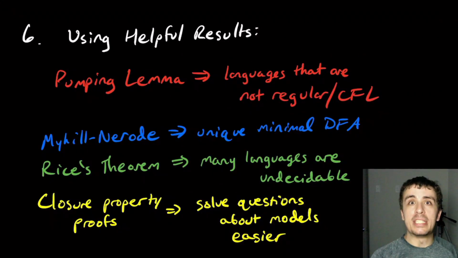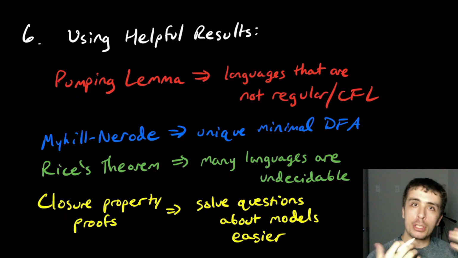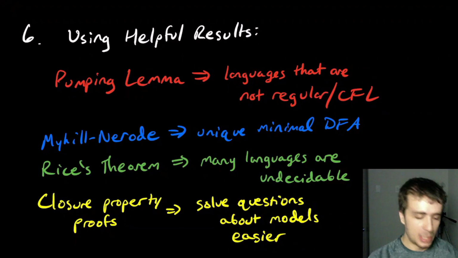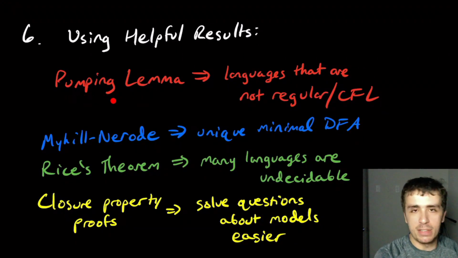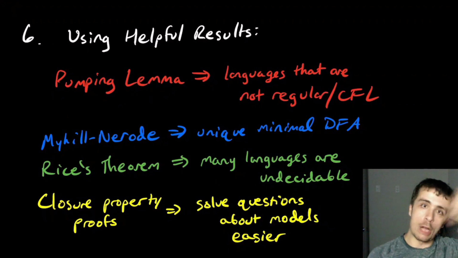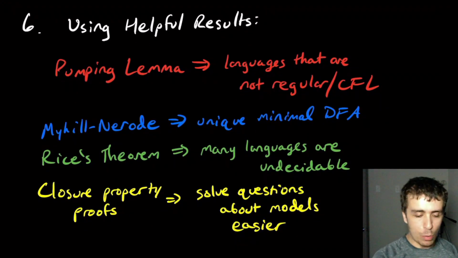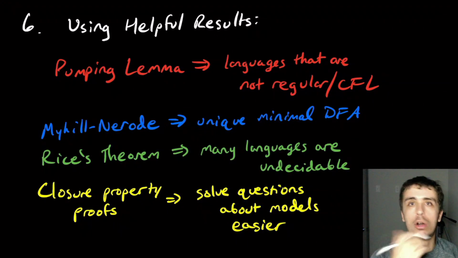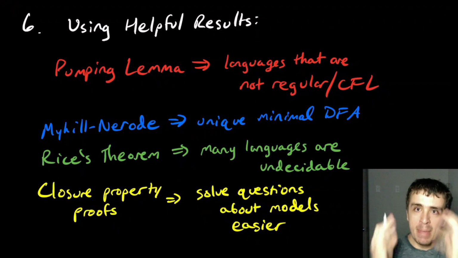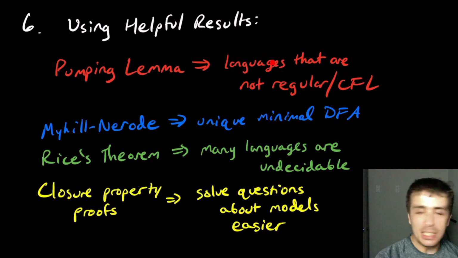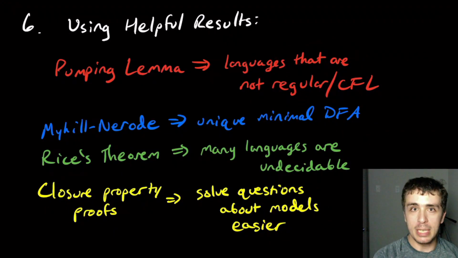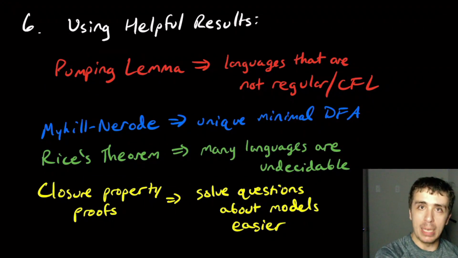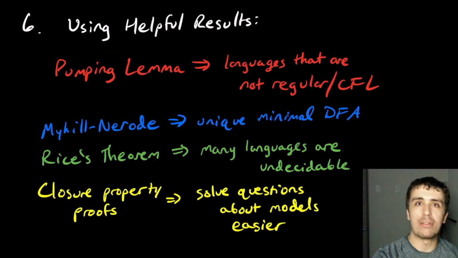The sixth reason is that we can use some helpful results to help prove other things. So the most famous of them, of course, is the pumping lemma. Lemma, if you don't know, just means a result to help prove other things. And the way that this helps us is that it helps us prove that some languages are not regular or not context-free. The main result we want to prove is that something is not regular, so that there's no DFA for it, for example. But the lemma helps us get to that point instead of having to redo the work every single time.